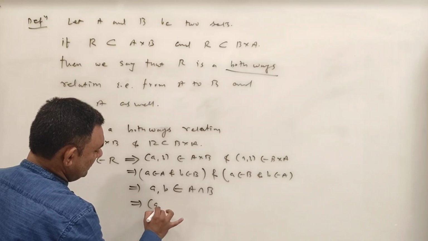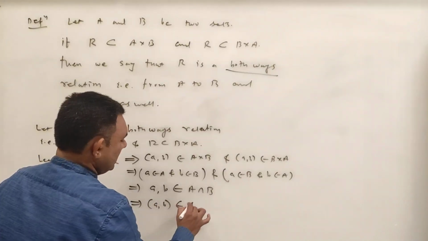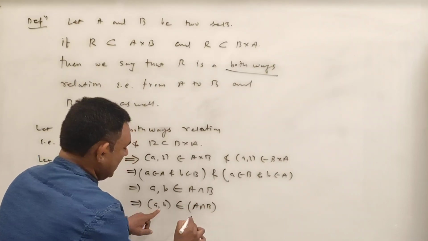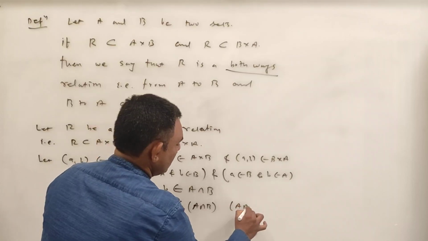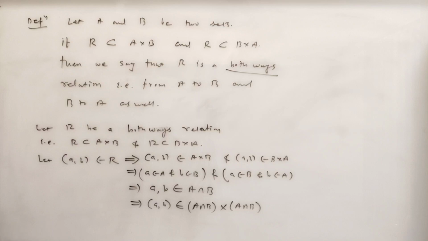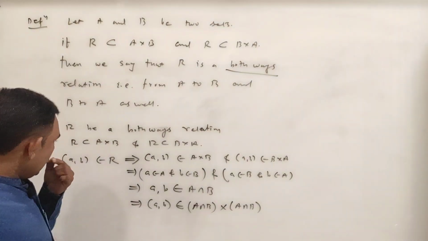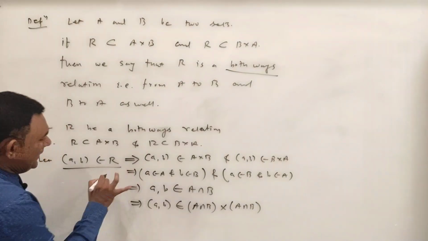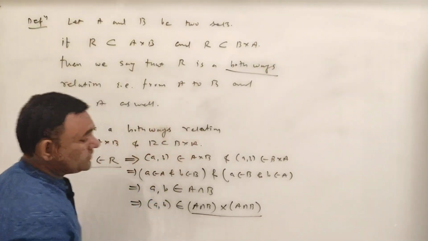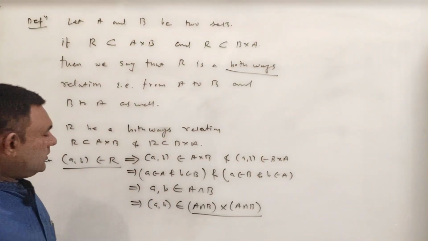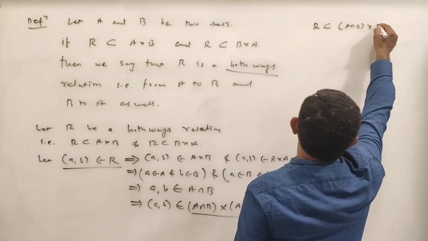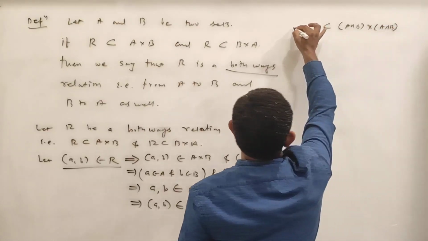If I put this a comma b in the ordered pair, then this a is in A intersection B and b is also in A intersection B. So (a, b) will belong to A intersection B cross A intersection B. Okay. So what I have proved? If you take any element (a, b) belonging to R, then that (a, b) will be in A intersection B cross A intersection B. So what I have proved? This R is a subset of A intersection B cross A intersection B. So this is my first thing.